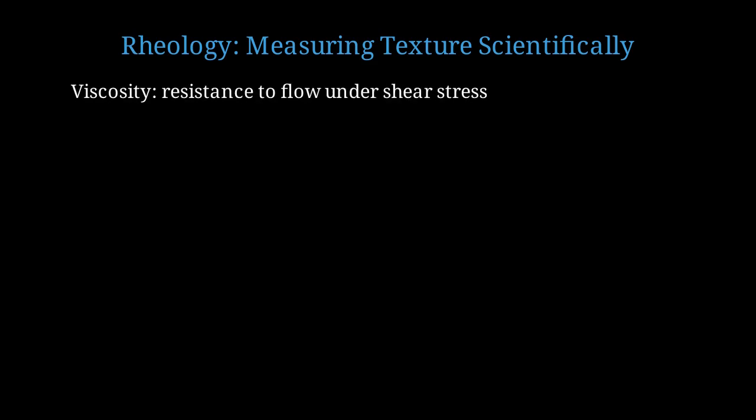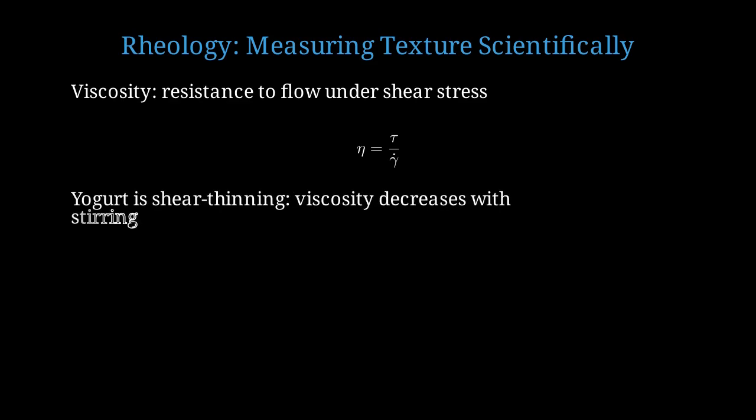This is the field of rheology. Viscosity measures resistance to flow. Yogurt is a non-Newtonian fluid, meaning its viscosity changes with applied force. Viscosity eta equals shear stress tau divided by shear rate gamma dot. Yogurt exhibits shear-thinning behavior. When you stir it, the gel network partially breaks down, reducing viscosity. This is why stirred yogurt is more liquid than set yogurt.